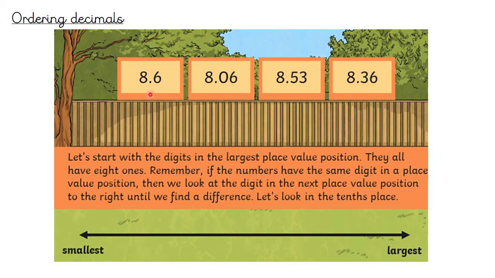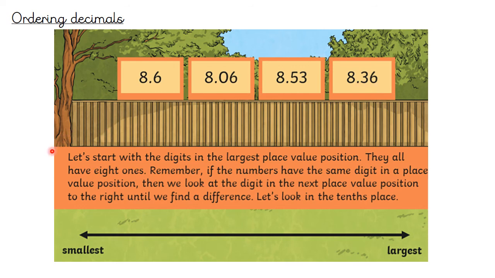8.6. So this number tells me we've got 8 ones and 6 tenths. 8.06, 8 ones, no tenths, 6 hundredths. 8.53, again, 8 ones, 5 tenths, 3 hundredths. And 8.36, so again, 8 ones, decimal point, 3 tenths, and 6 hundredths.